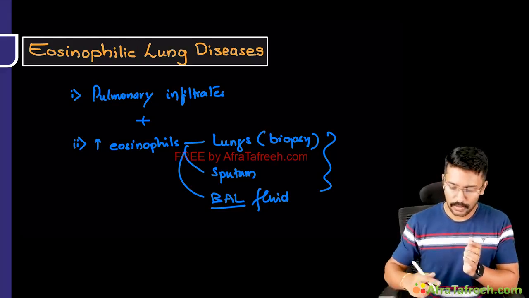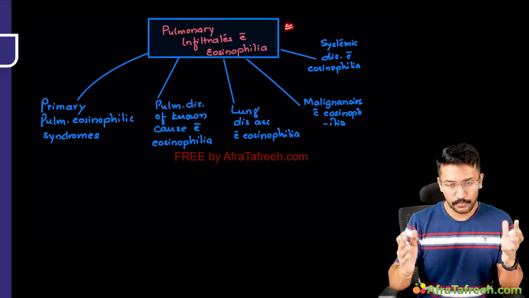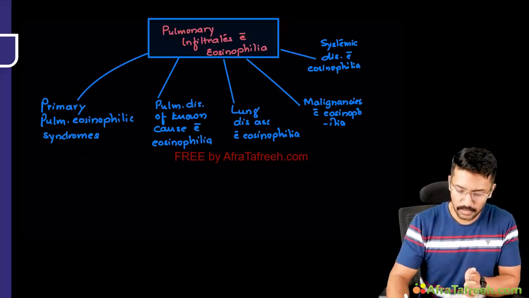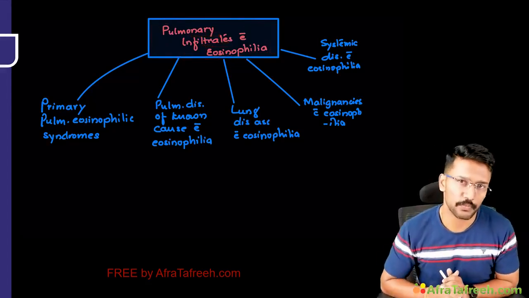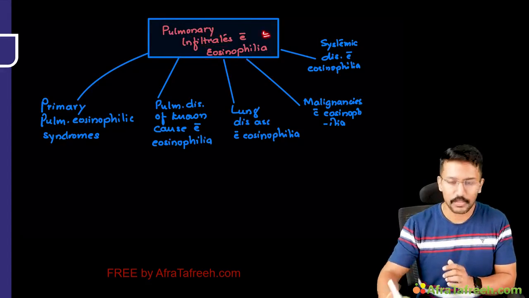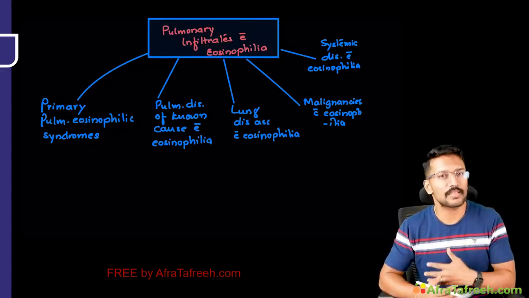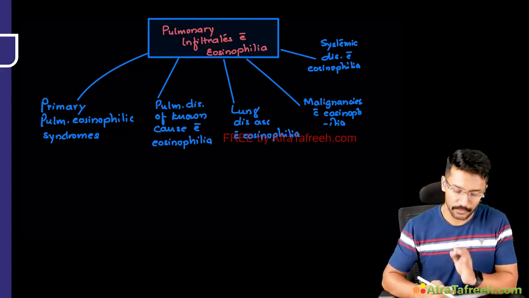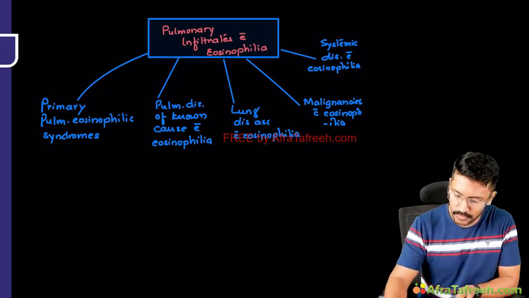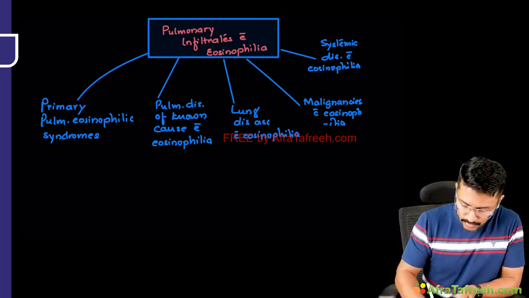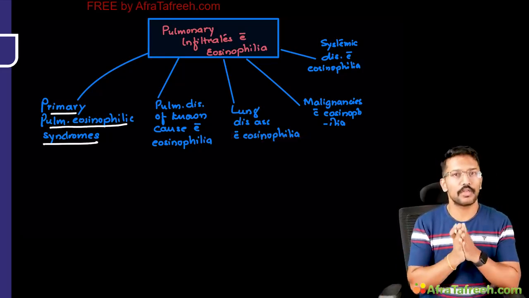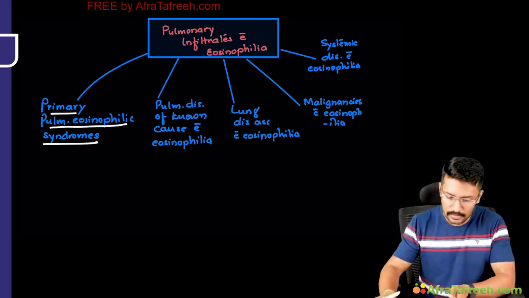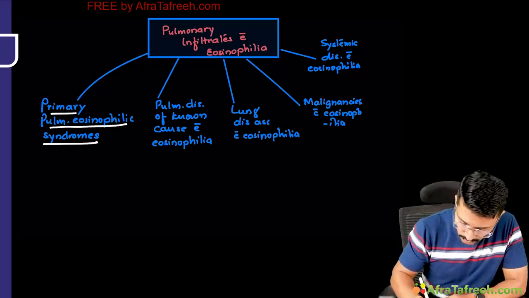Okay, now how do we classify the eosinophilic lung disorders or pulmonary infiltrates with eosinophilia? This is a terminology that Harrison gives and most of the respiratory authorities follow. Harrison categorizes these disorders into 5 groups. First and foremost is the group of primary pulmonary eosinophilic syndromes. Under this, we have 3 or 4 important conditions.